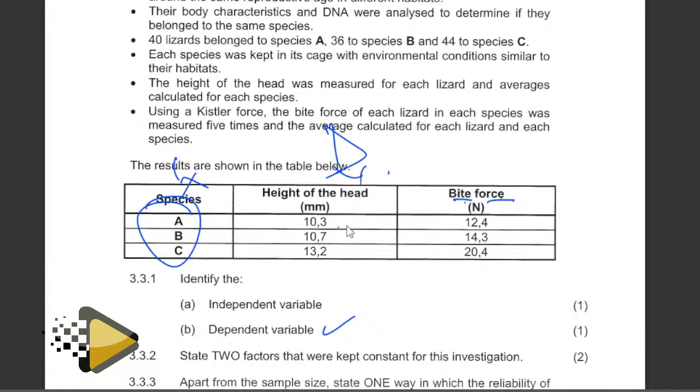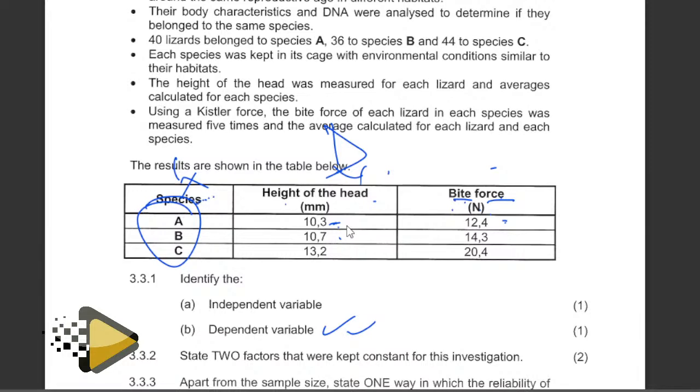Height determines the force of the bite. You understand? Yes, the height will, because as the height increases, the force also increases. But what determines this is the type of the species. If it was only this, this would have been the independent variable and that the dependent variable. But now we have this which determines this and this. So the species will be the independent variable, and the bite force is the most correct.